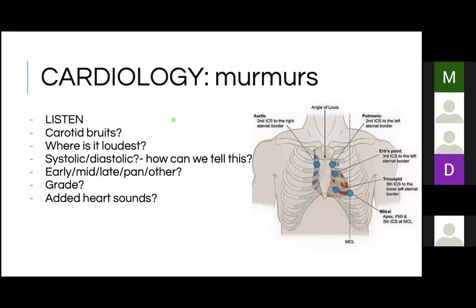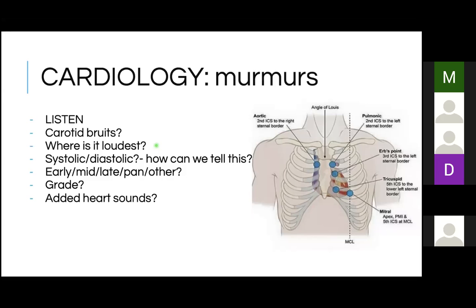Okay, so when you're listening to any murmurs, you should be timing with the carotid pulse. Actually, you shouldn't use the radial pulse, you use the brachial or the carotid pulse. By timing the pulse, it will tell you whether it's systolic or diastolic. If the murmur coincides with the pulse, it's a systolic murmur. If it comes after, then it's a diastolic murmur. And then as you get more practice, you'll be able to tell whether it's an early, mid, late, or pansystolic murmur, or another type of murmur. And then we'll go over grading on the next slide.